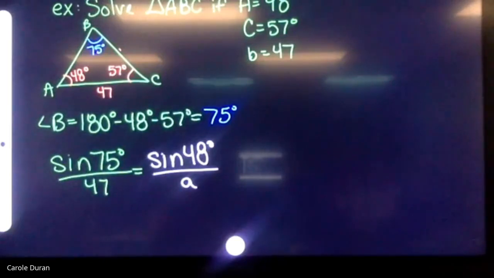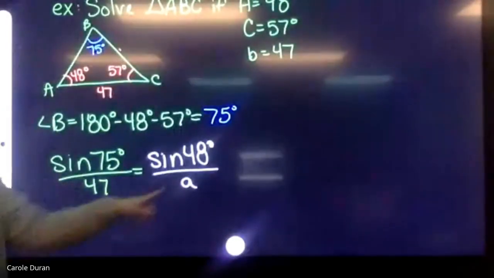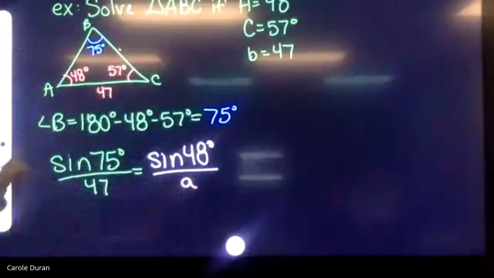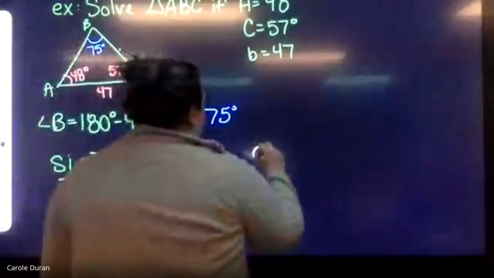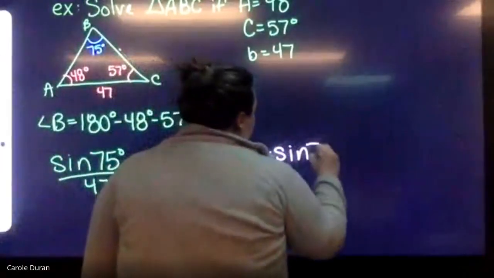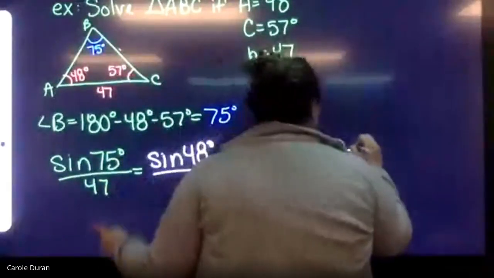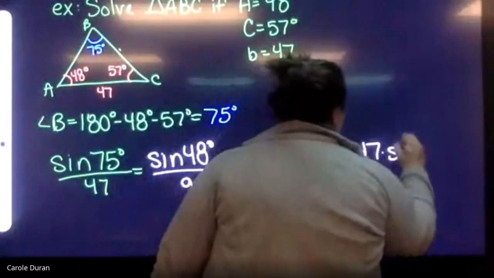So how are we going to get a by itself? You multiply it over. Right, I'm going to cross multiply to move this denominator up and move this denominator up. When I do, I get a times sine of 75 degrees equals 47 times sine of 48 degrees.